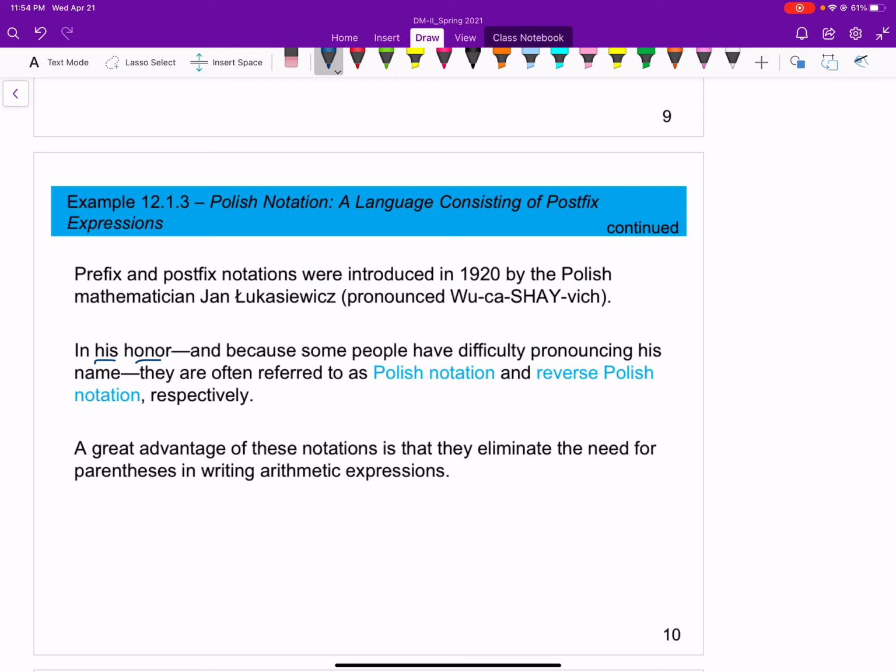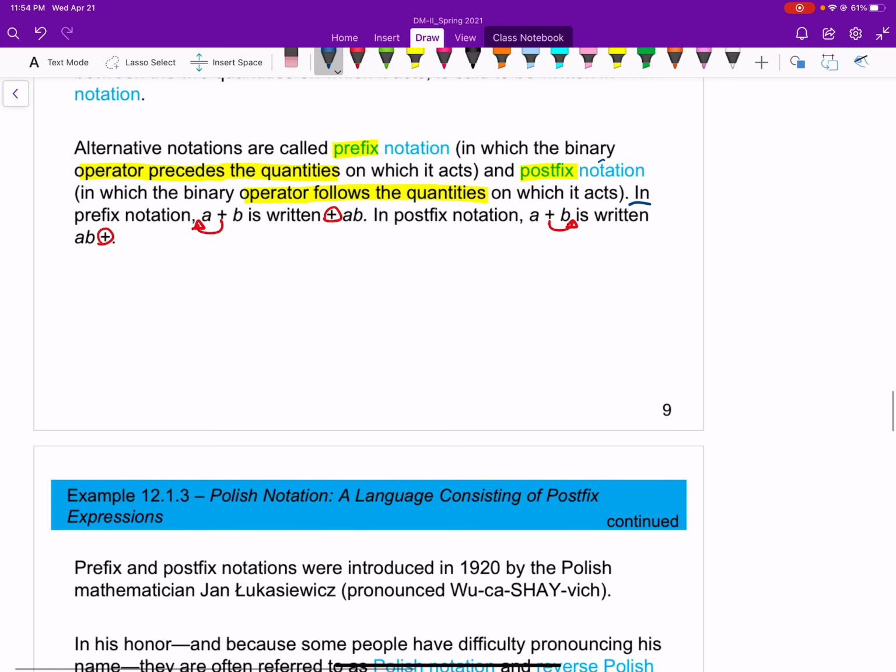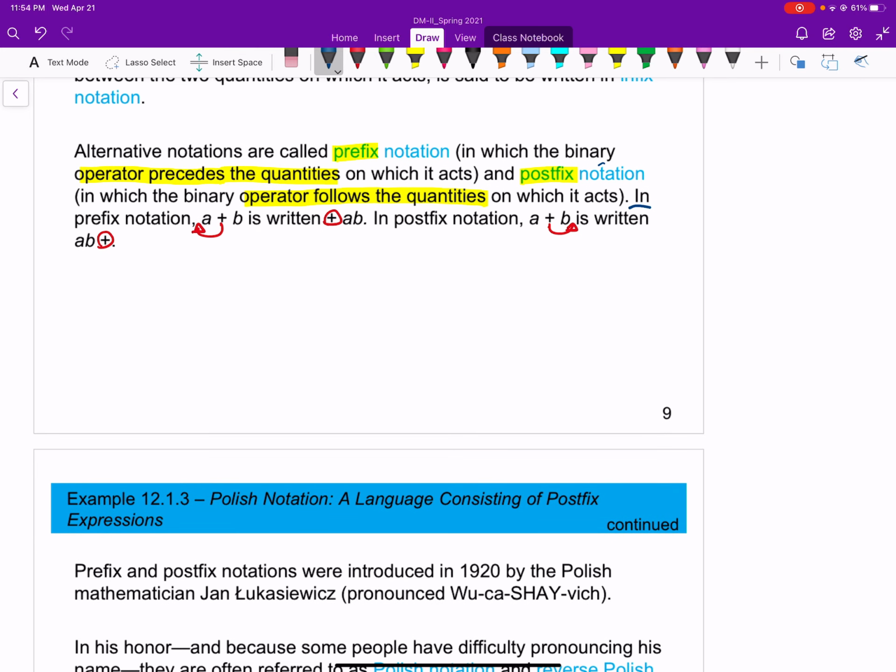In his honor, and because some people have difficulty pronouncing his name, they are often referred to as Polish notation. That's how the name comes, all right? Since it's a Polish person who discovered that, this notation is called Polish notation. And reverse Polish notation means the thing the other way around, like this. See, this is the preceding one and the following ones. Those are the two types, prefix and postfix.